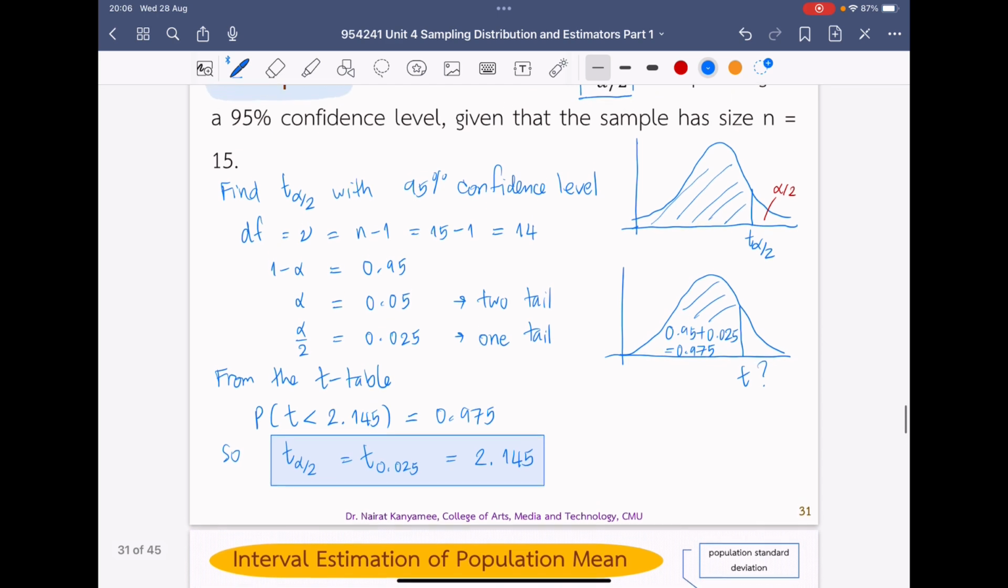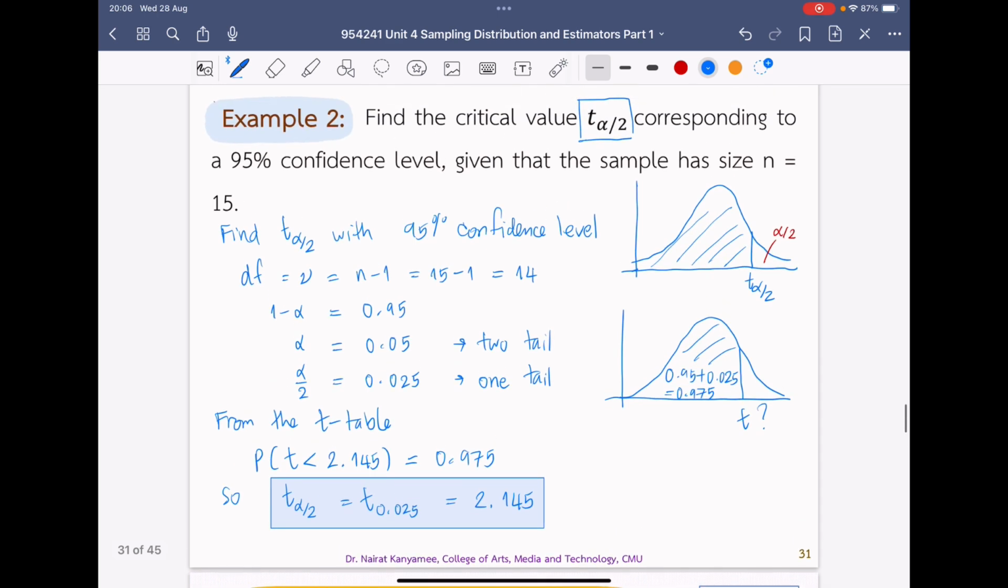Here is the way to find the c value, c of alpha over 2, and t of alpha over 2. So we have the normal distribution and we have the t distribution, and we are going to use these two values to do interval estimation.